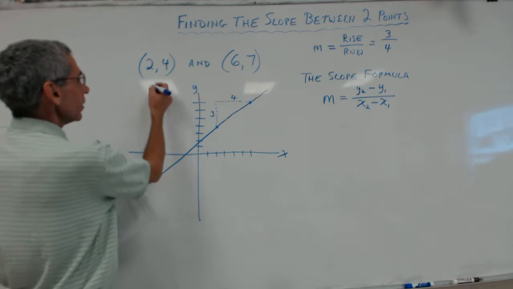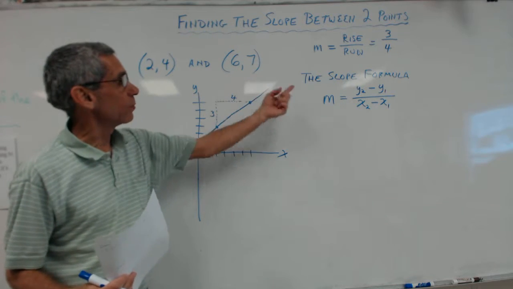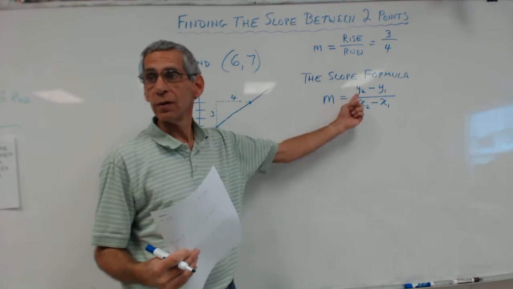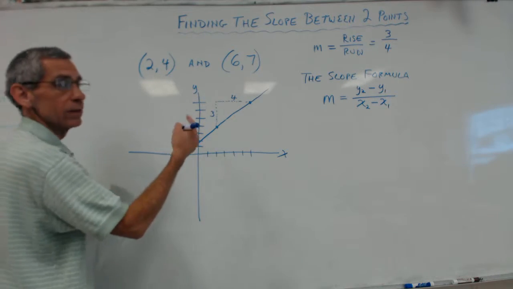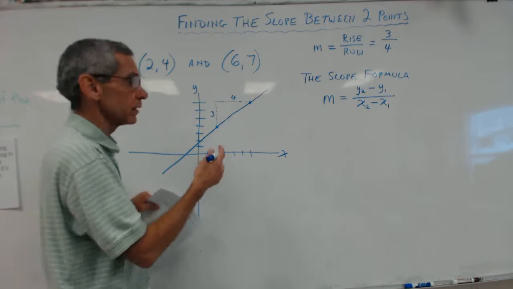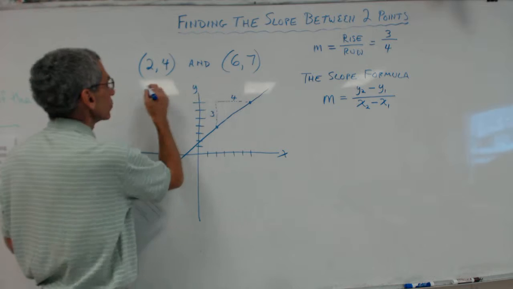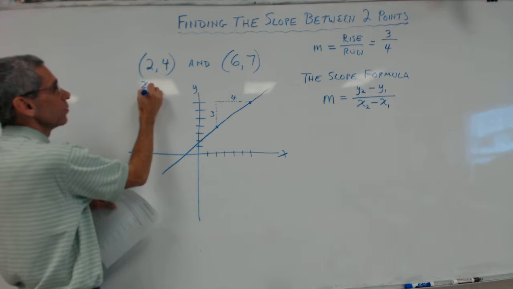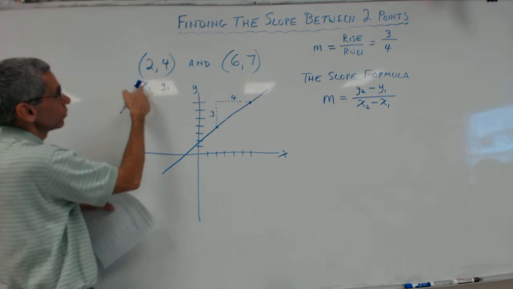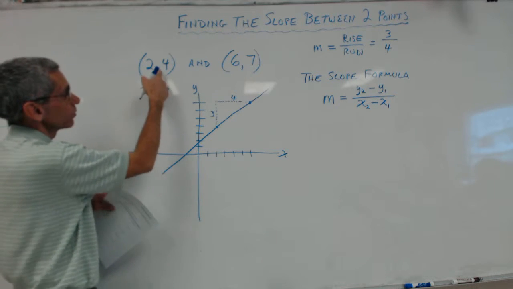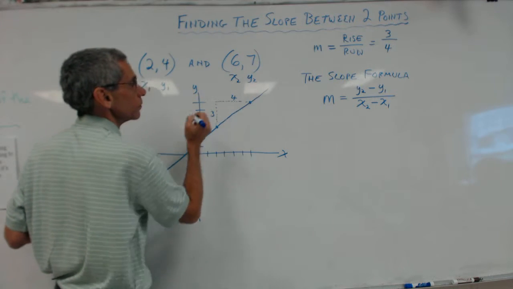Now, when I do this, personally, I like to make the bigger numbers the twos, and the smaller numbers the ones, if I can. First off, because then I don't have double negatives and weird things like that. But it doesn't matter. It works either way. So I'm going to make this one 2, and I'll make this one 1. X sub 1, y sub 1. So 2 is my x1 and 4 is my y1. And this is my x2 and this is my y2.